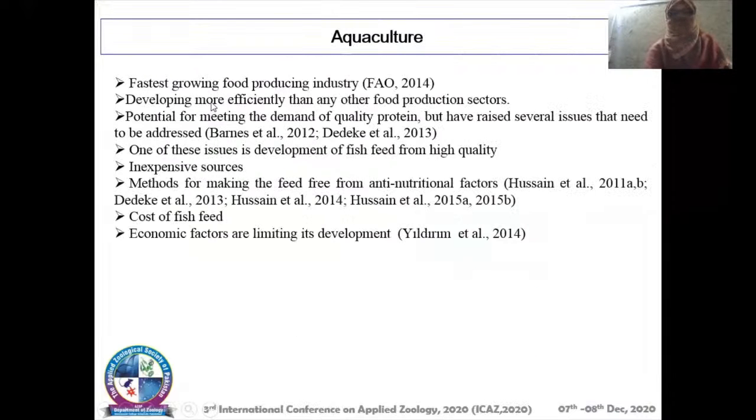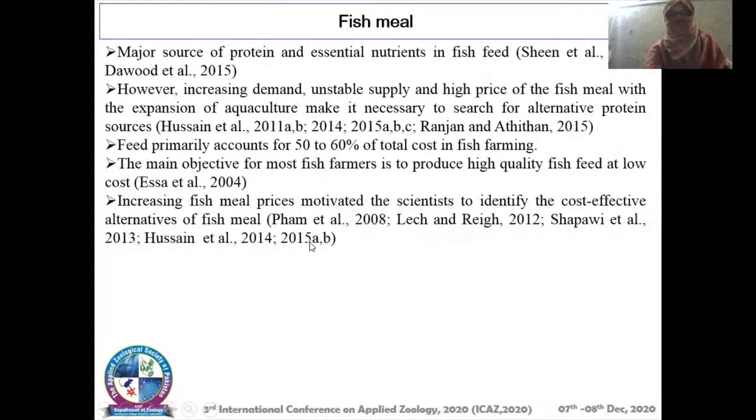Aquaculture is the fastest growing food producing industry, developing more efficiently than any other food production sector. Demand for quality protein has raised several issues that need to be addressed. One of these issues is development of fish feed from high quality, inexpensive sources, methods for making the fish feed free from anti-nutritional factors, and the cost of fish feed. These are economic factors that are limiting its development.